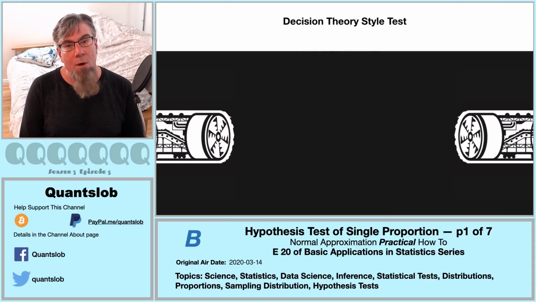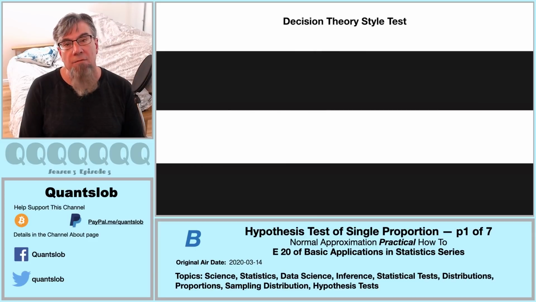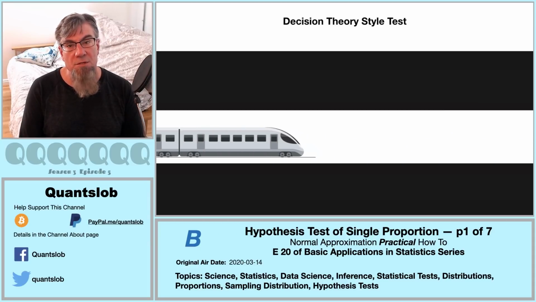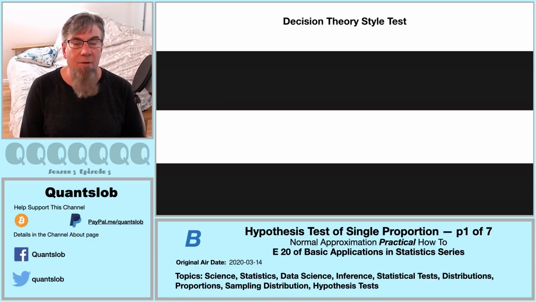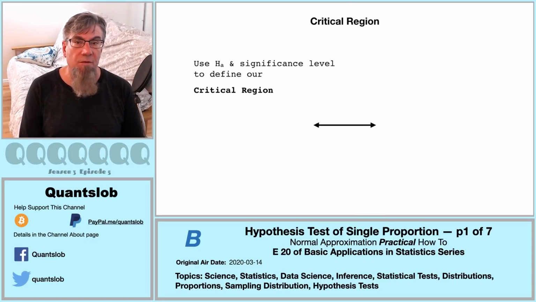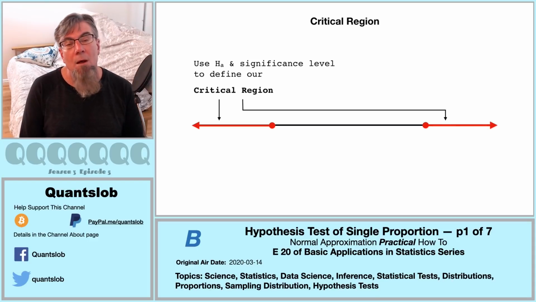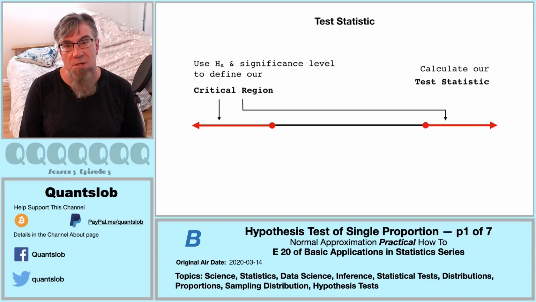When highway or railway teams need to tunnel through a mountain or beneath a body of water like a channel, they often start at opposite sides and meet somewhere near the middle. So too, sort of, with a traditional decision theory style hypothesis test. On one side, we define our critical region based on our alternative hypothesis, our pre-specified level of significance, and our assumption concerning the sampling distribution of whatever test statistic we're going to be using. On the other side, we take the result of our experiment and calculate our test statistic. And we sort of meet in the middle.